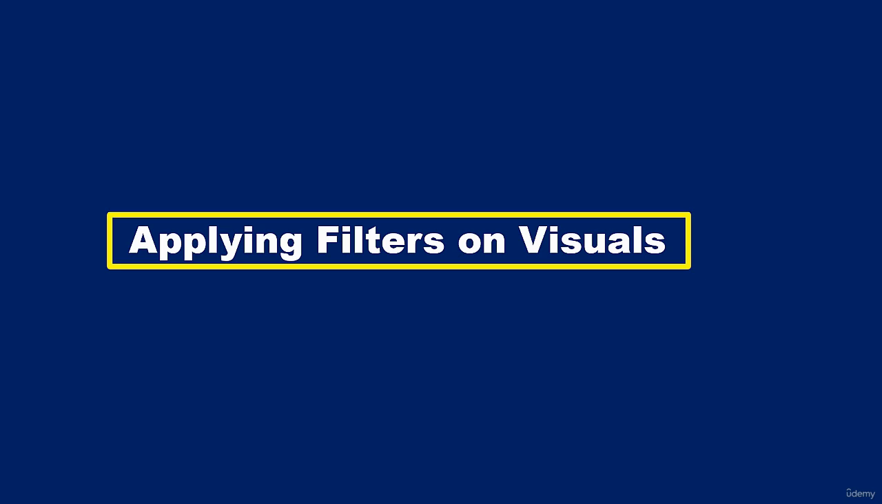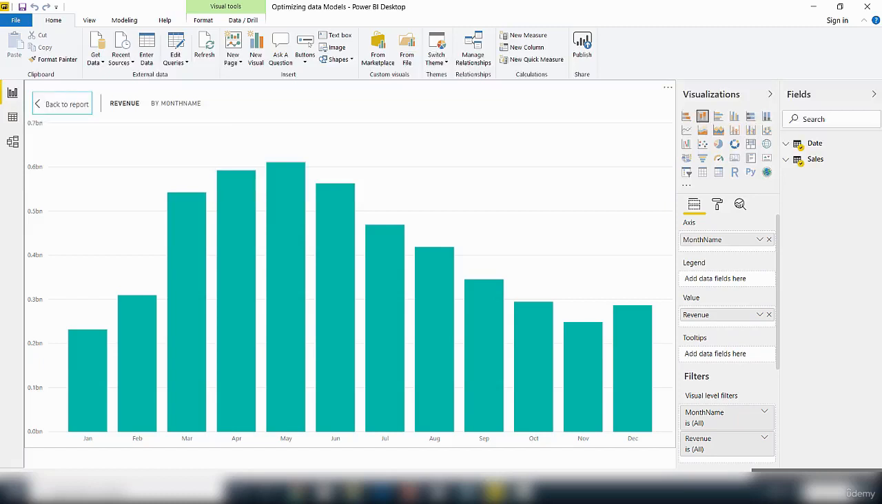In this video, you'll learn a quick way to apply filters on visuals using the include and exclude menu option. To illustrate how to apply filters using the exclude or include menu option, I'm going to use this visual that's on the screen. This is from a previous video.